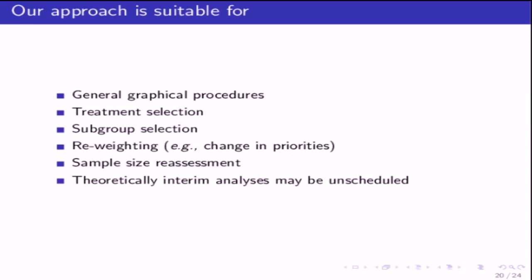So our approach is suitable for any general graphical procedure. You might use it for treatment selection, subgroup selection. You can re-weight the initial significance level given to the single hypothesis. You can make a change in the priorities. You might do some sample size reassessment, and theoretically the interim analysis may even be unscheduled. Even in such a case, you would have strict control of the type 1 error rate.